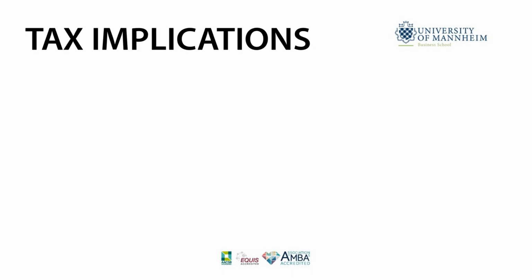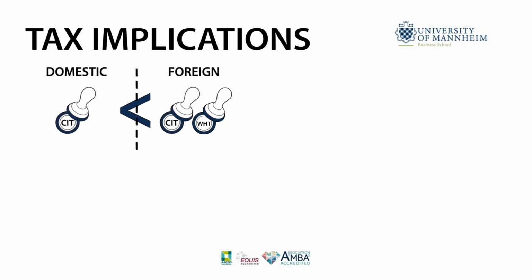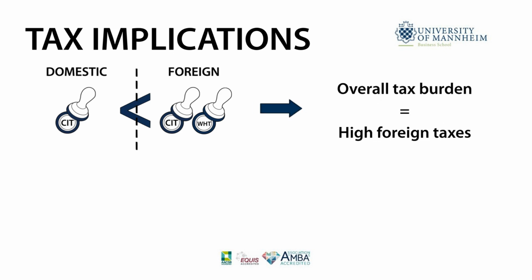Now you wonder about the implications of the exemption method on the overall tax burden of the direct investment. We have to distinguish two cases. First, the domestic corporate income tax rate is lower than the foreign corporate income tax rate. In this case, the overall tax burden of the investment is determined by the higher foreign tax rate.